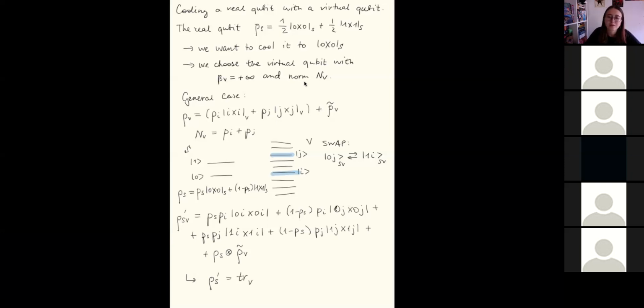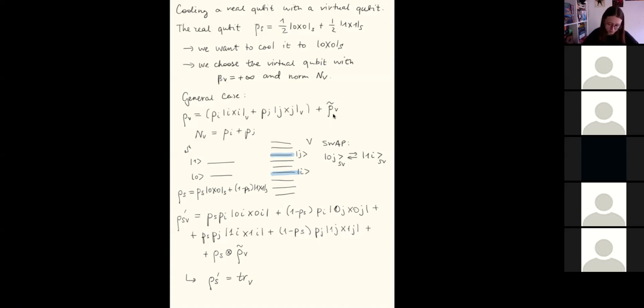Sorry, can you explain again what's this rho_V tilde? So essentially, here we're looking at the general case where we take a larger dimensional system. And this larger dimensional system V has a state rho_V. But we don't want to use all of the eigenstates of the system. We only want to use these two, i and j, and use it as a qubit. It's just the remainder of the populations of all the states we're not interested in. Exactly. Okay, thank you. You're welcome.